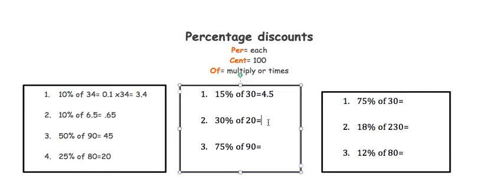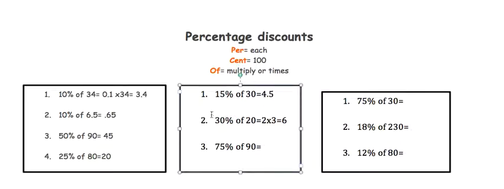So now we're going to find what 30% of 20 is, and we can use that same method of saying, well, what is 10%? So 10% of 20 is 2, and then I'm going to multiply that by 3. So 10% is 2, and then 2 times 3 is 6.